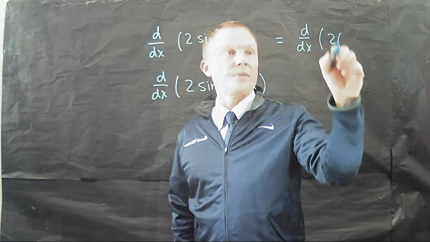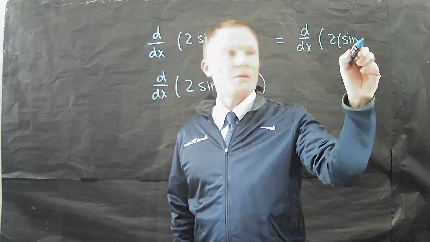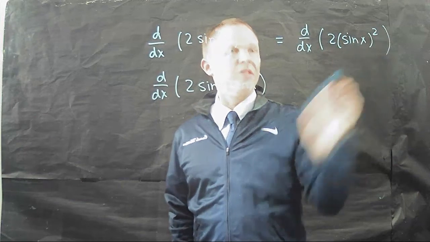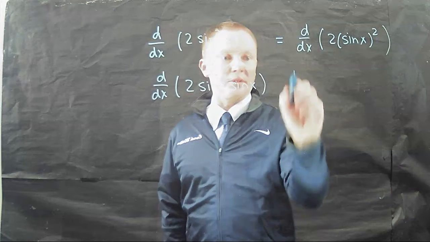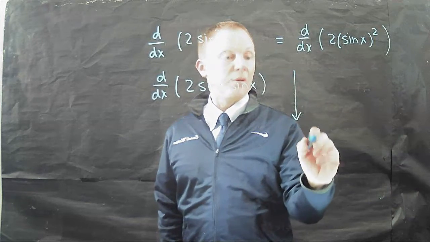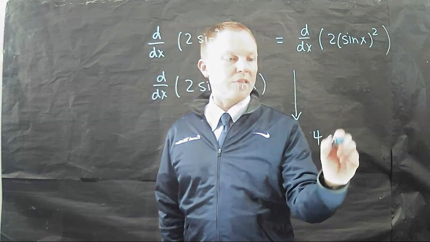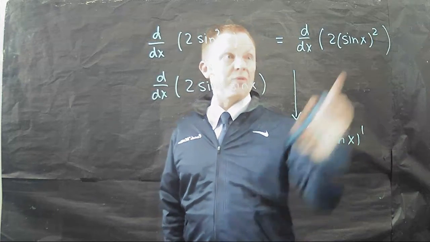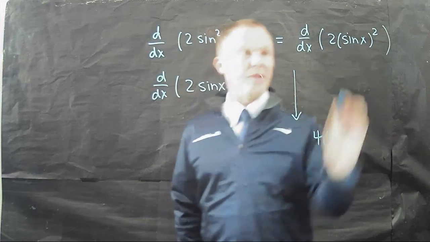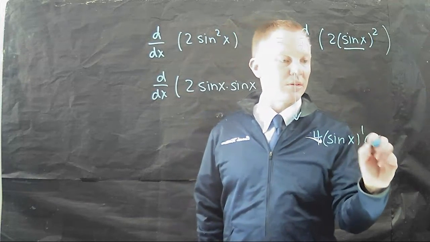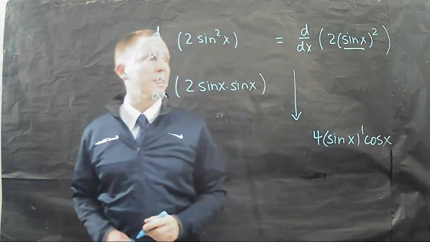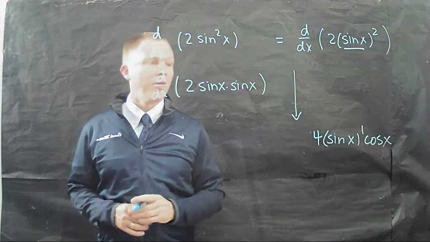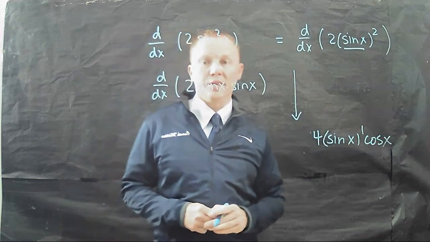Of course, we're going to think of it like this. And so the derivative is going to equal 4 times sine of x to the first. Now you're wondering, where did that 4 come from? Because the 2 times 2. And then times the derivative of sine of x, cosine of x. Okay? So that was pretty easy.